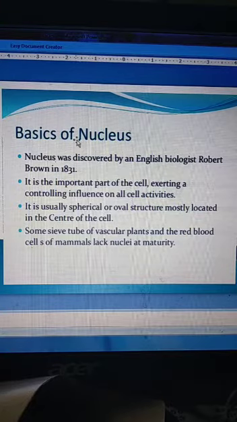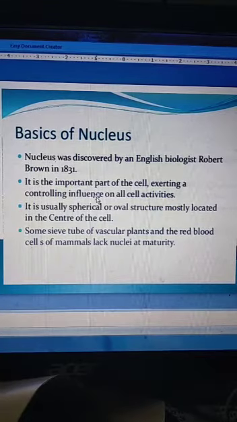Basics of the nucleus. The nucleus was discovered by an English biologist, Robert Brown, in 1831. It is an important part of the cell, exerting a controlling influence on all cell activities. It is usually a spherical or oval structure, mostly located in the center of the cell. Some sieve tubes of vascular plants and the red blood cells of mammals lack nuclei at maturity.